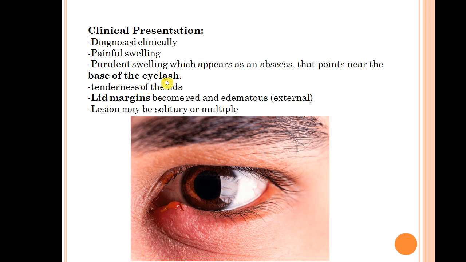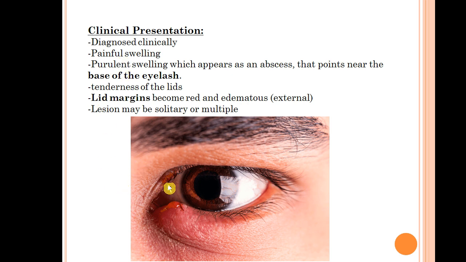Now I have bolded this so that you can differentiate it from the hordeolum externum, as you will see that these key points will be different over there. So do remember that in the hordeolum externum, mainly the outer margin of the lid will be involved, and at the outer margin you have the eyelashes. So at the base of the eyelashes there will be pus formation, as you can see over here. Moreover, the lid margins become red and edematous, since it is inflammation. The lesion may be solitary or it may be multiple as well, around the lid margin.